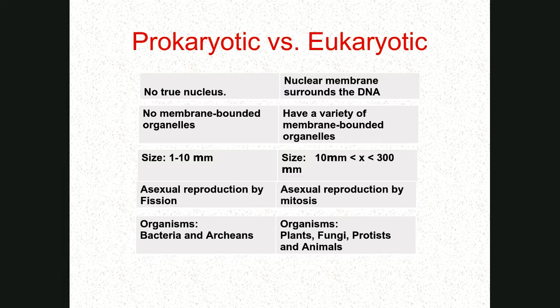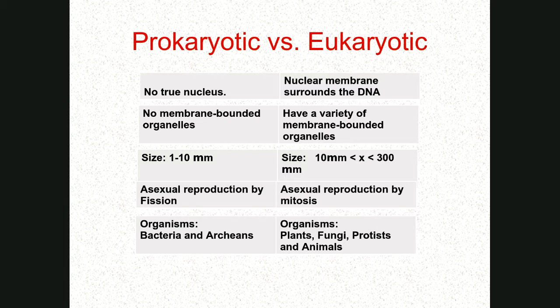In eukaryotic cells, the cells reproduce asexually by mitosis, but we do have special cells, which we call gametes, that reproduce by meiosis, which is sexual reproduction. As examples, for prokaryotic, we have bacteria and archaea. And for eukaryotic, we have plants, fungi, protists, animals.